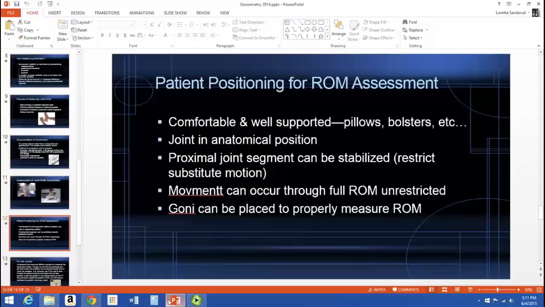You want to make sure that they're positioned so the movement can occur through the full range of motion unrestricted, nothing's in the way. And you want to make sure they're positioned so the goniometer can be placed properly to measure that range of motion.